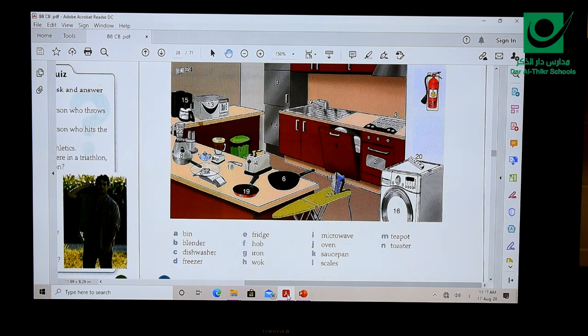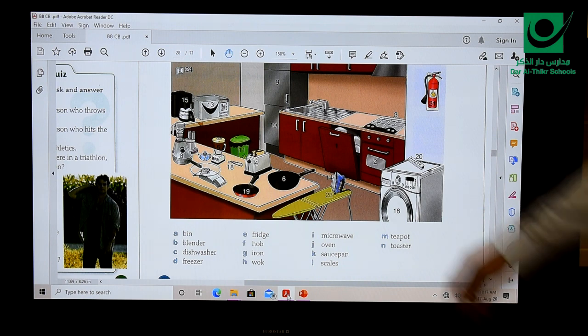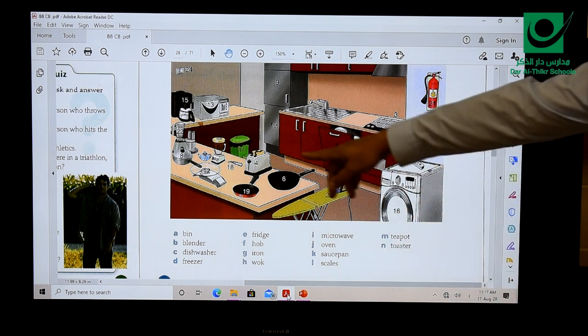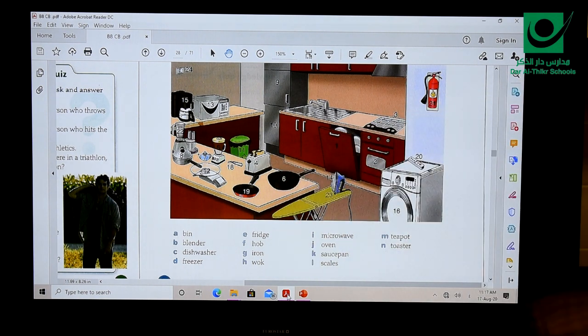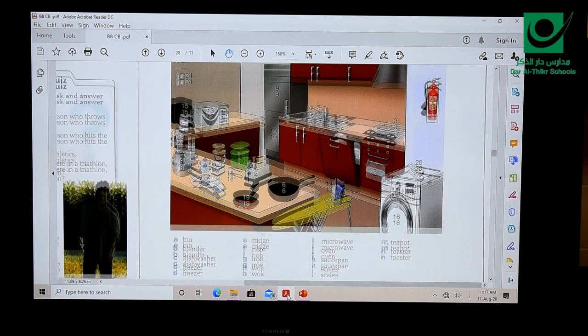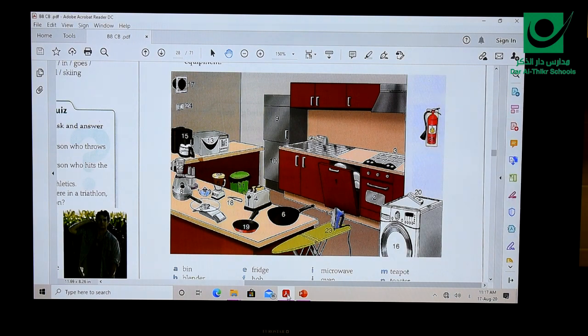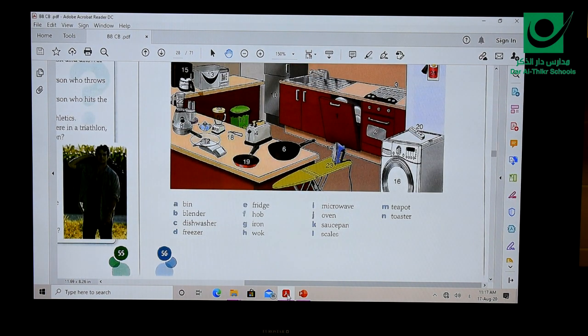Teapot, for making tea. Yes, you can see it's number 7, the small one there. And the last word, toaster. Toaster, for toasting the bread. Here is number 4. All these are different appliances and equipment that we can see in our kitchens. You may ask, but we have some others here in the picture. Yes, these others we'll see in the next page. So please move to page 57.